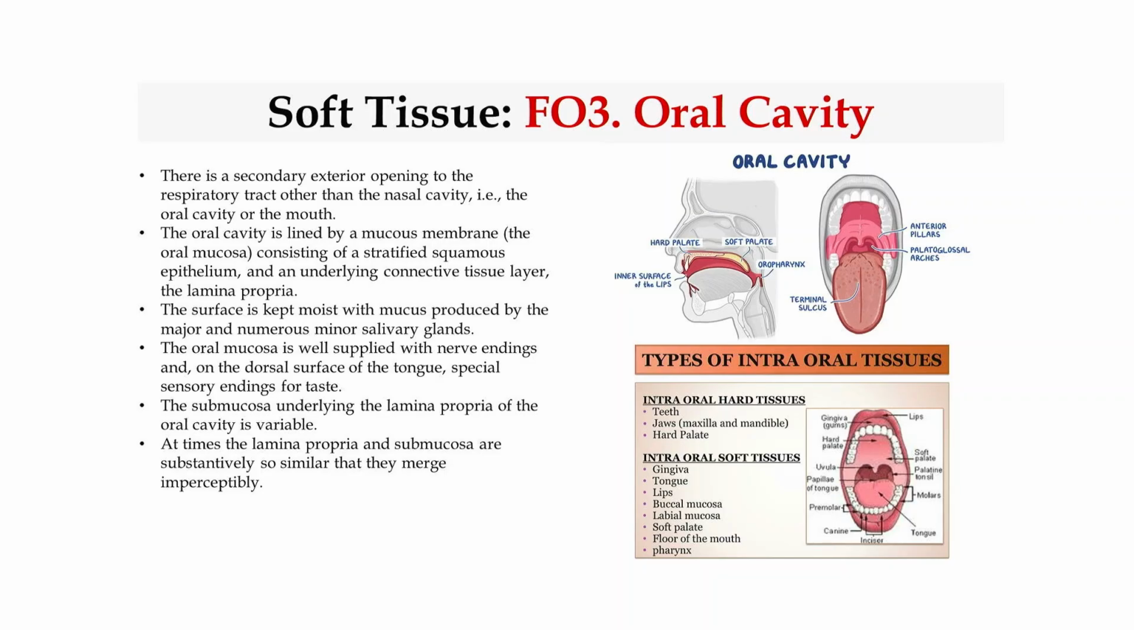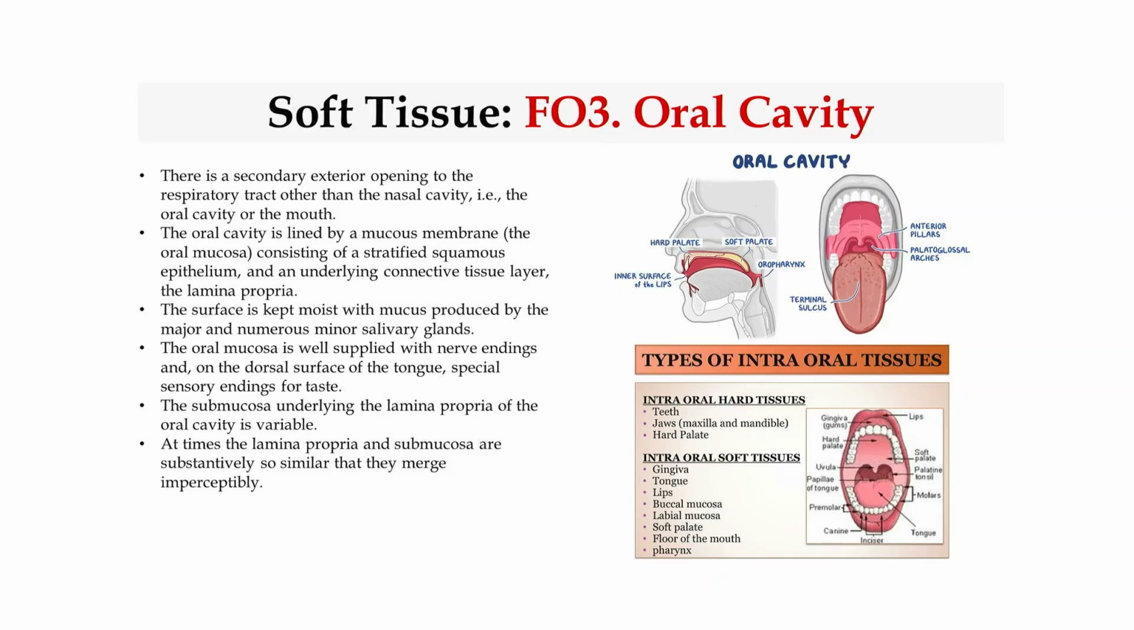There are different types of intraoral tissues. Intra means inside, like within the oral cavity. What are the different kinds of tissues? You are looking at the teeth, you are looking at the jaws, which are typically known as the maxilla and the mandible, and you are looking at the hard palate. All of these are separate tissues, right?